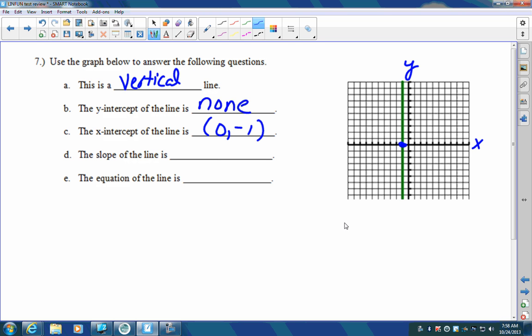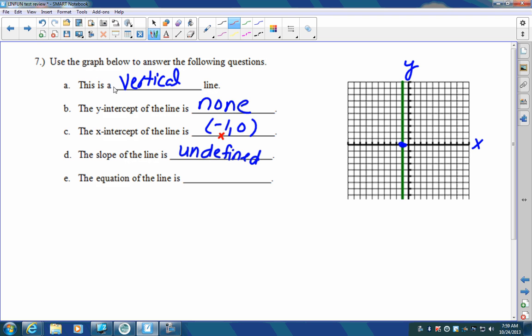Now, the slope of a vertical line is undefined. I wrote the wrong x-intercept, which is a common mistake. It should be -1, 0. Remember, the x-intercept should have the number in the x spot. Thank you for catching that. Now, the slope is undefined.